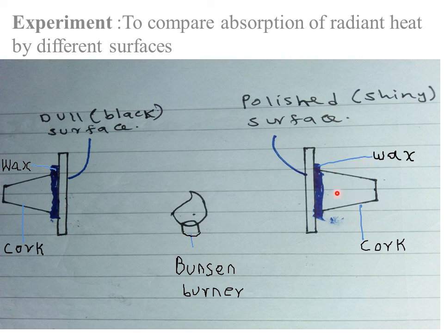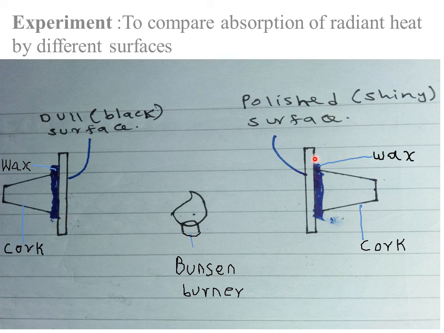That's why the coke remains attached to the polished surface, because the heat that would otherwise be used to melt the wax so that the coke falls off is reflected away. At the same time, the polished or shiny surface is a poor absorber of heat. So we are simply saying that the coke attached to the dull surface falls off first, because dull surfaces are good absorbers of heat, so the heat is used to melt the wax, therefore breaking the contact between the coke and the dull surface. Therefore the coke falls off first.